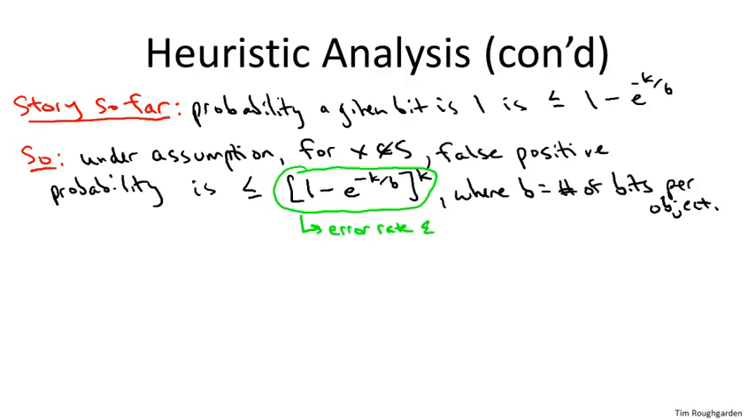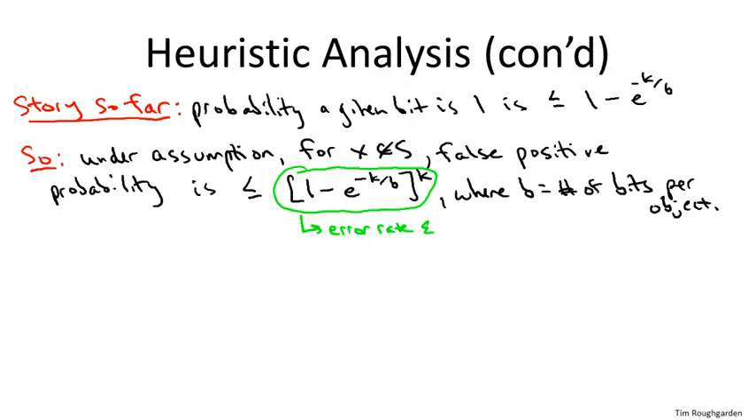And again, as b goes to infinity, as we use more and more space, this exponent goes to 0, so 1 minus e to that quantity is going to 0 as well, and of course once we power it to the kth power, it gets even closer to 0. So the bigger b gets, the smaller this error rate epsilon gets.